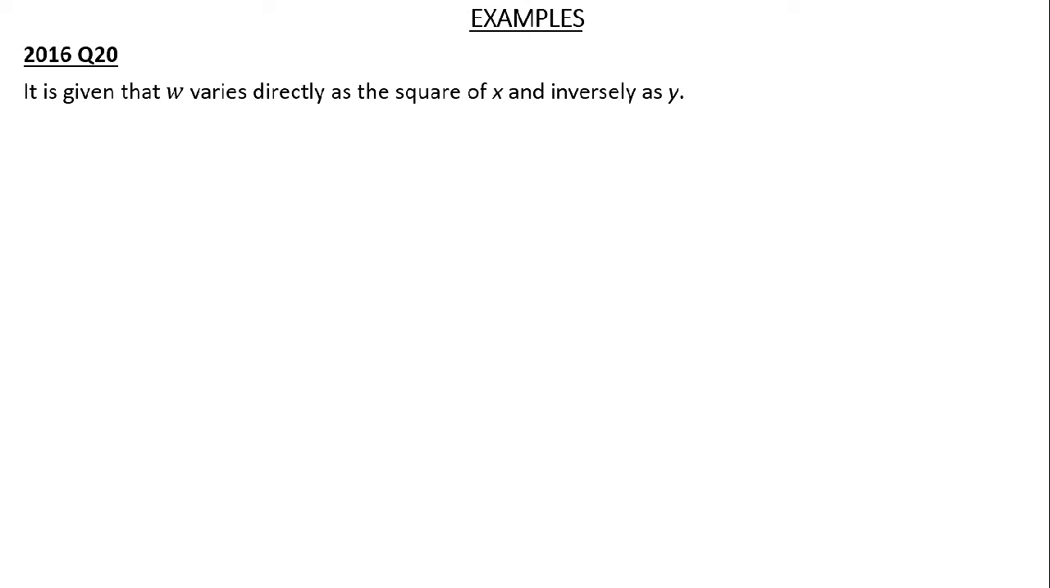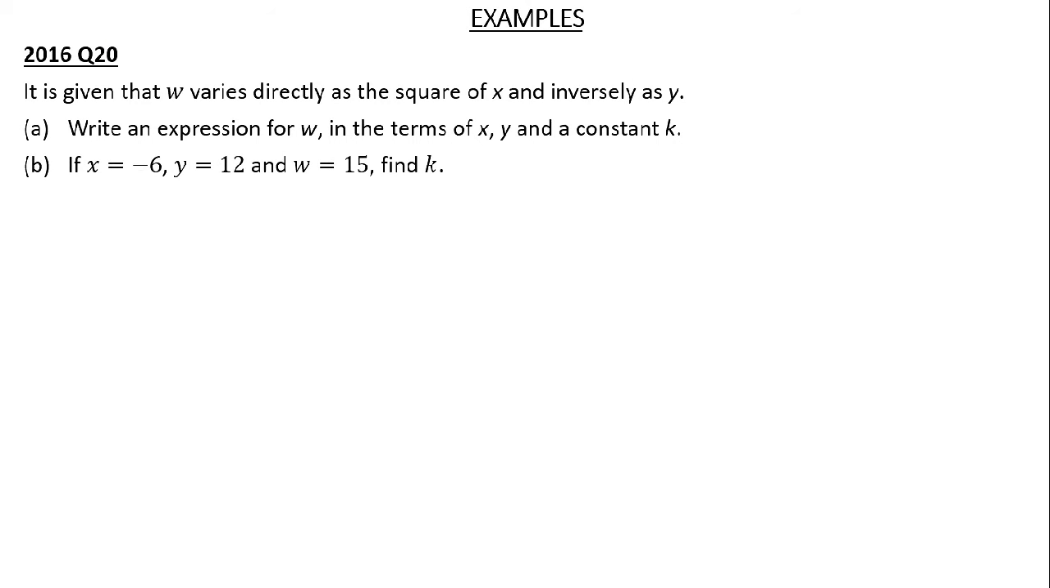Examples. 2016. It is given that w varies directly as the square of x and inversely as y. Write an expression for w in terms of x, y, and a constant k. If x equals -6, y equals 12, and w equals 15, find k. Find the value of y when x equals 8 and w equals 20. So we'll take it step by step.